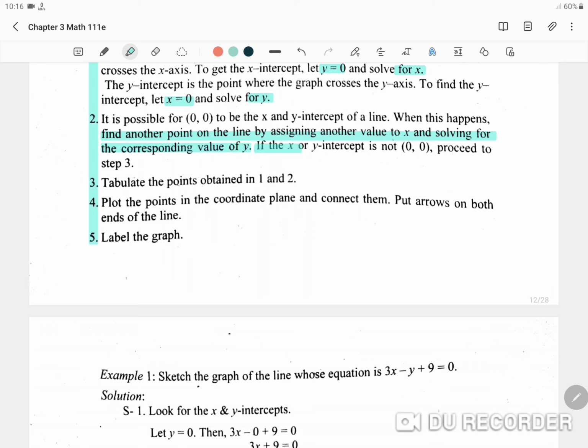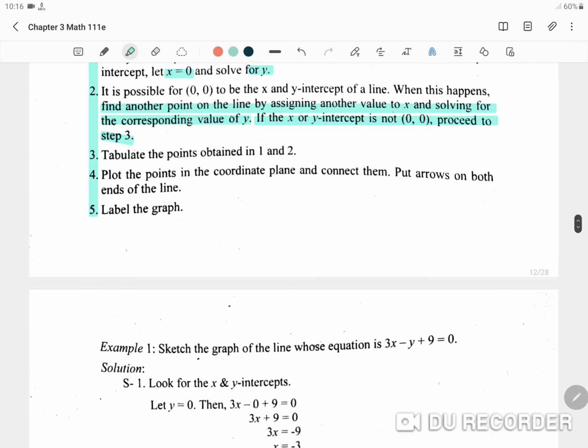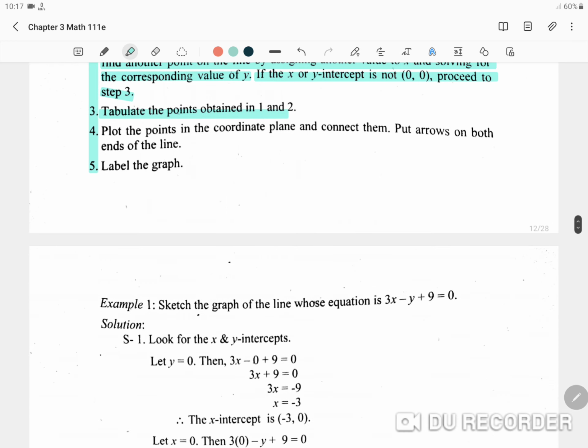If the y or x intercept is not equal to 0, then we basically just need to proceed with step 3, and that is we need to tabulate the points obtained sa step 1 and 2 natin. Then for step 4, after putting it in a table, yung mga na-obtain nating points, we just need to plot it to our Cartesian plane and put arrows on both ends of the line. Meaning to say, it extends.